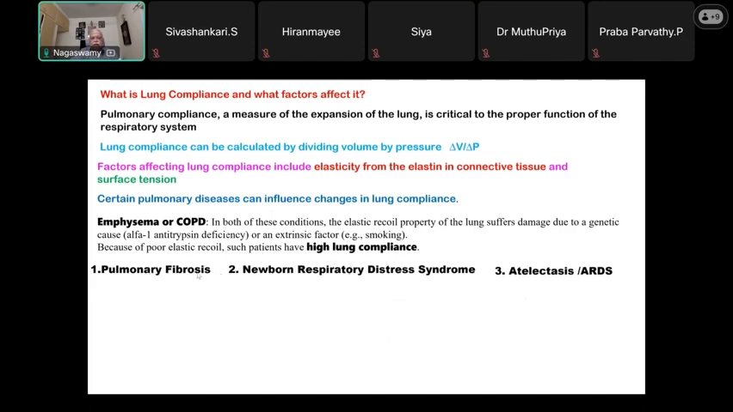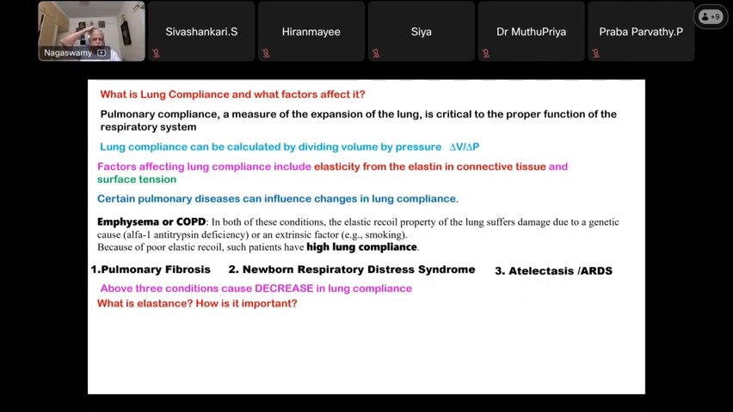Whenever the compliance is reduced, your FRC will be reduced. Whenever the compliance is more, FRC will be more because of more residual volume. So the above three conditions decrease the lung compliance. And there is another terminology which you have to know, which is called elastance. And how is it important?